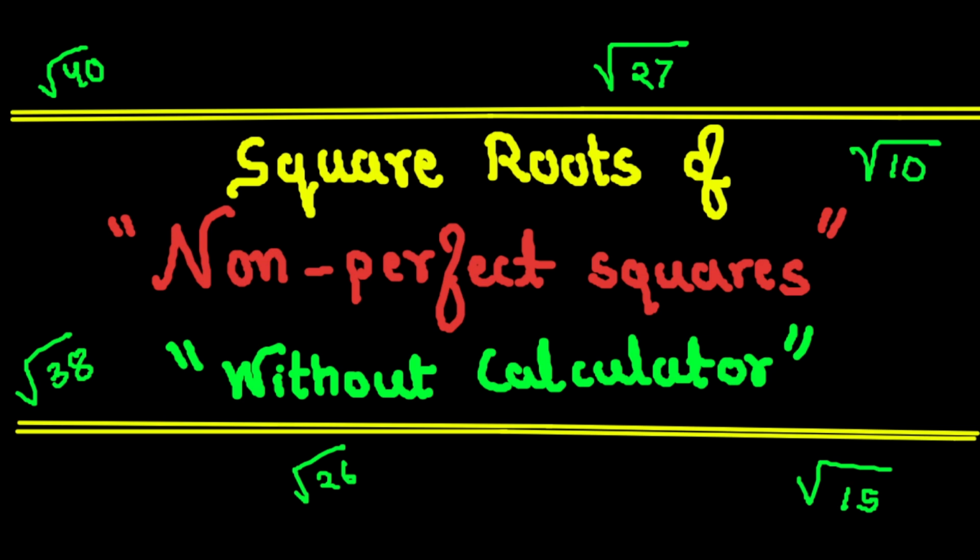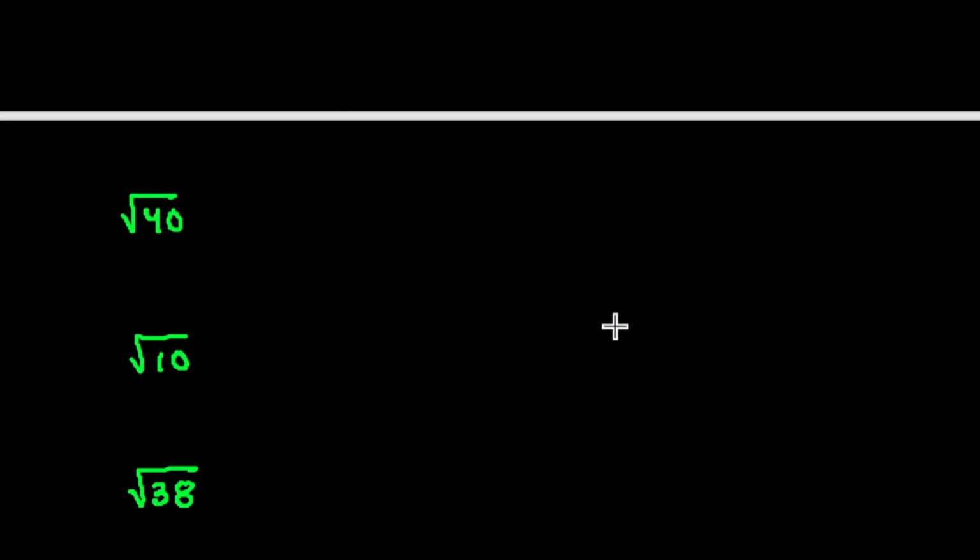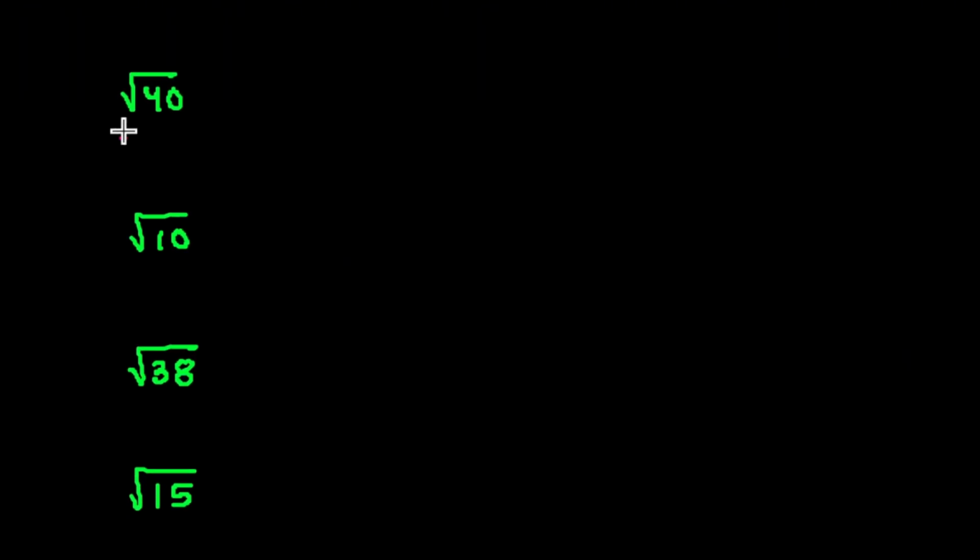Hi all, so let's see how to find the square root of non-perfect square numbers like these without using your calculator. These are non-perfect numbers, and they're asking you to find the square root up to one decimal place or maybe two decimal places for these numbers, right? For doing that, you need to follow a trick. This one will easily get you the square root of non-perfect squares.